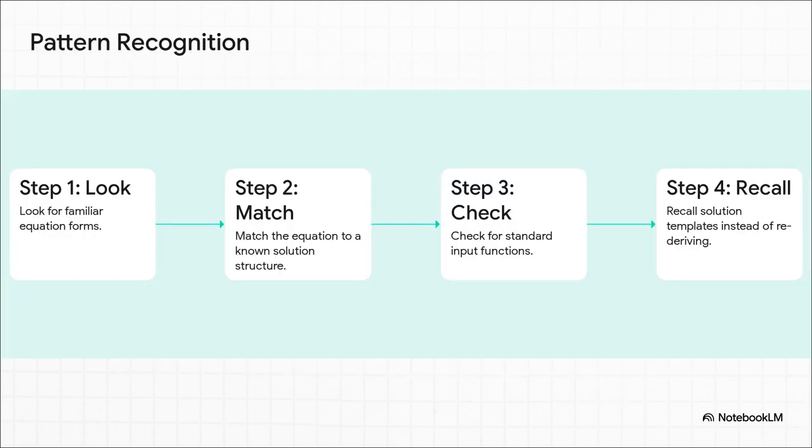Well, here's a simple framework. First step, look. Just look at the equation structure. Does it have that classic look of exponential decay, or maybe a harmonic oscillator? Second step, match. Once you've spotted the form, you match it to a solution pattern you already know. Third, check the input. Is it being pushed by something simple, like a step function or a sine wave? Because those have standard answers. And finally, the best part, step 4, recall. You just pull that solution template right out of your memory instead of grinding through the derivation all over again.